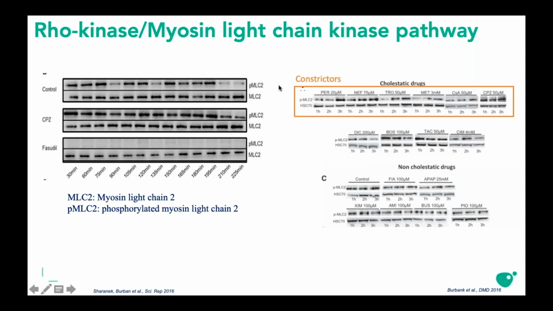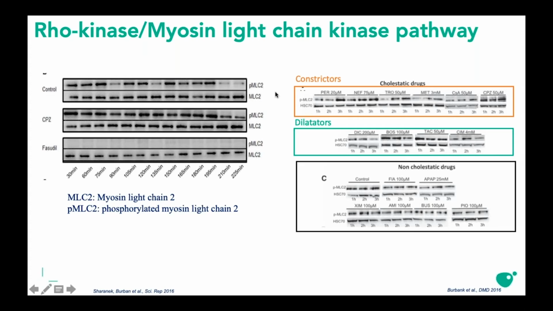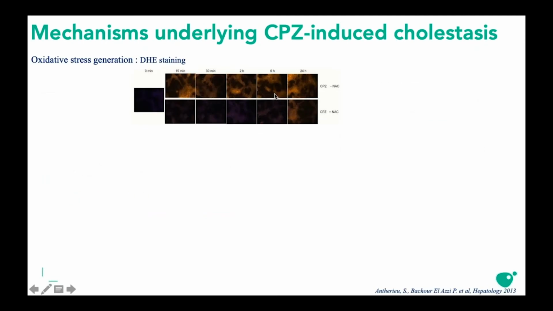Western blot analysis of MLC2 showed an increased phosphorylation with drugs known to induce bile canaliculi constriction and a dephosphorylation tendency with dilators. All the non-cholestatic drugs did not significantly affect MLC2 phosphorylation-dephosphorylation cycles. Here I will take chlorpromazine as an example of cholestatic drugs. We investigated the underlying mechanisms of chlorpromazine-induced cholestasis using HepaRG cells.